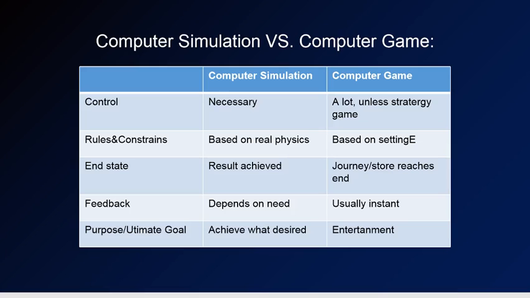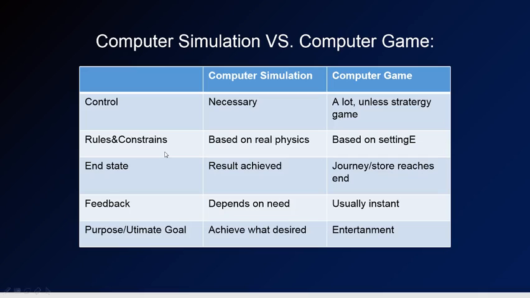So let's take a look into another set of properties. Control. Yes, for simulation, we do need control as long as it is necessary. We don't want to disrupt too much in the process. But for game, well, yeah, the control, usually it's a lot. Well, unless it's a strategy game.